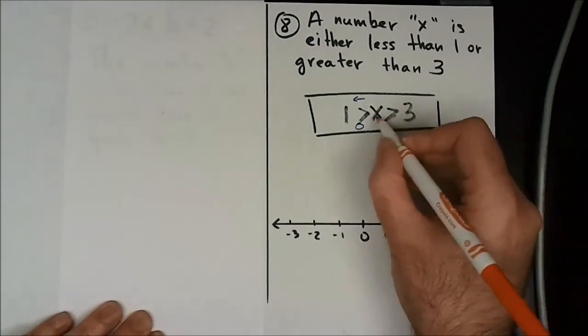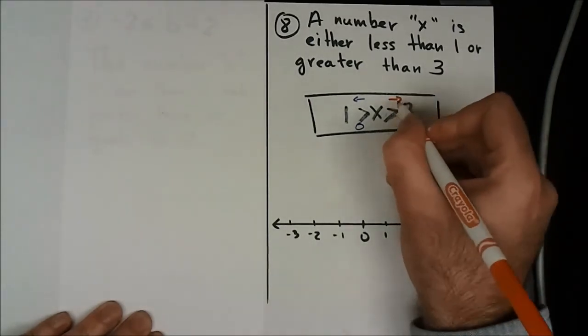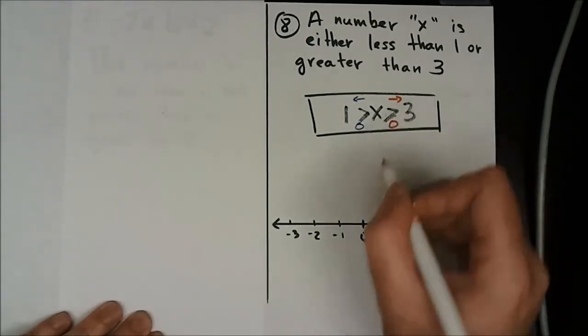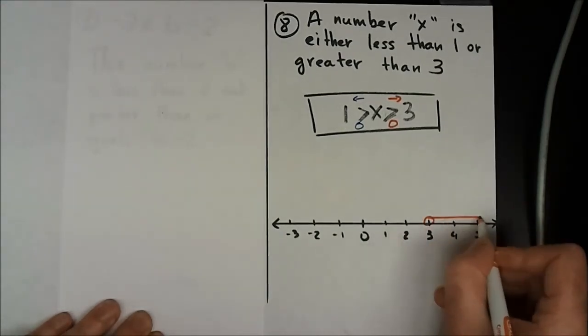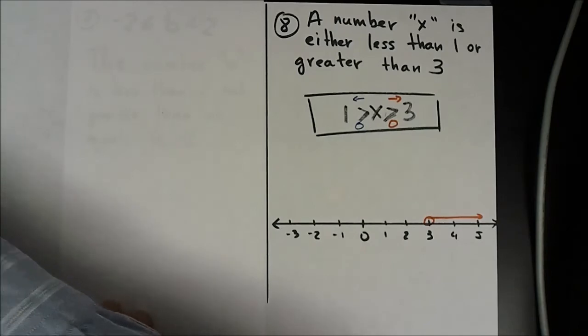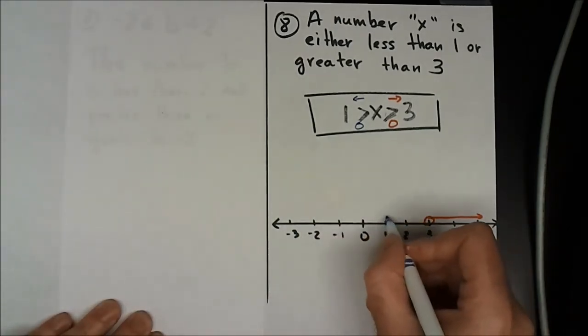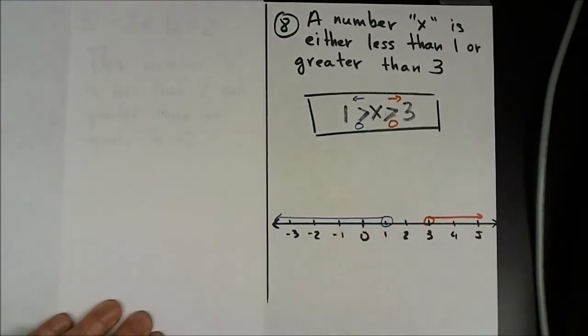Next one. X is facing the bigger side of the alligator symbol. Which direction? Open or closed circle? That's it. As easy as that. Open circle at 3, heading that way. Closed circle at the 1. Sorry, open circle at the 1, heading that way.